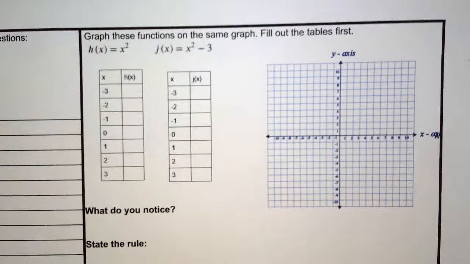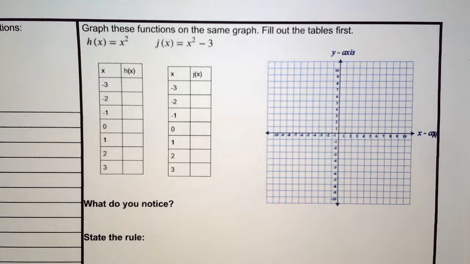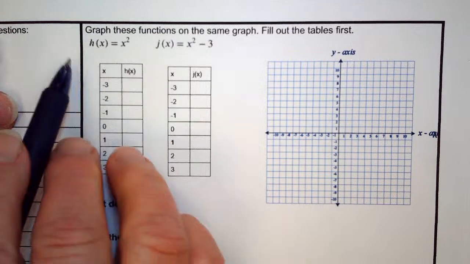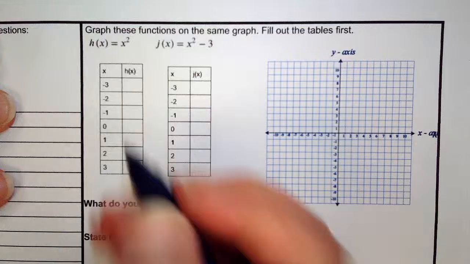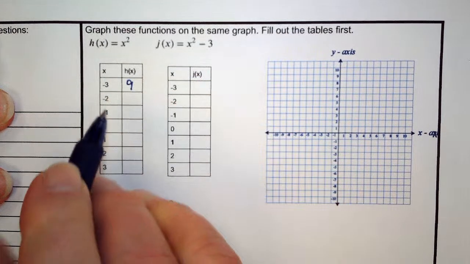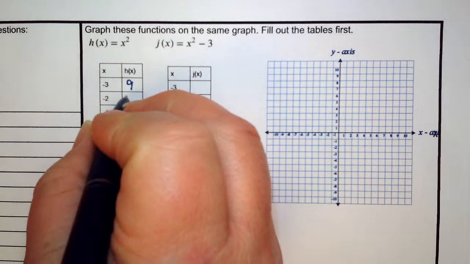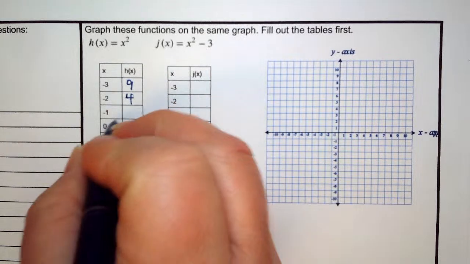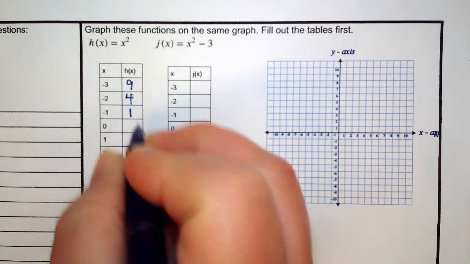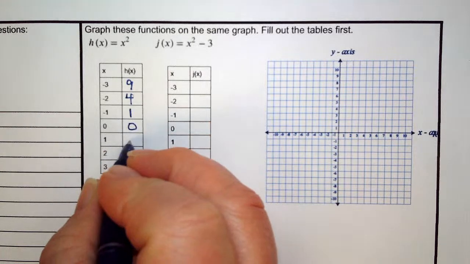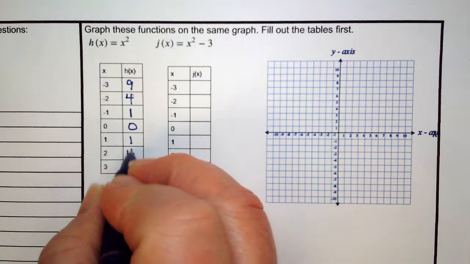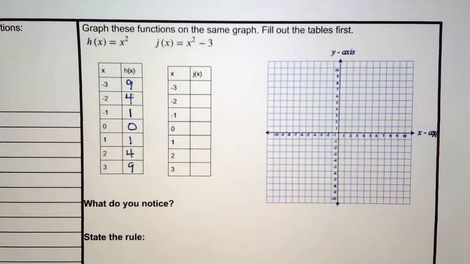Okay, so we're going to look at the tables. We're going to graph the functions on the same graph, but we're going to fill out the tables first. So if it is x squared, h of x is x squared, negative 3 times negative 3 is positive 9, negative 2 times negative 2 is positive 4, negative 1 times negative 1 is 1, 0 times 0 is 0, 1 times 1 is 1, 2 times 2 is 4, and 3 times 3 is 9. Let's graph that one to begin with.